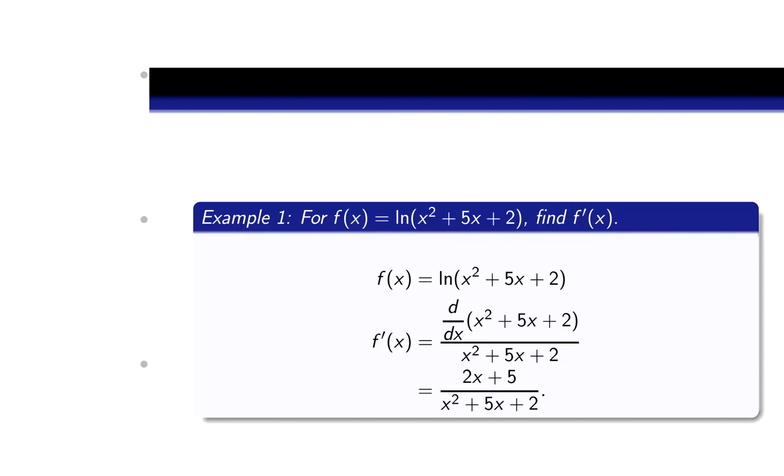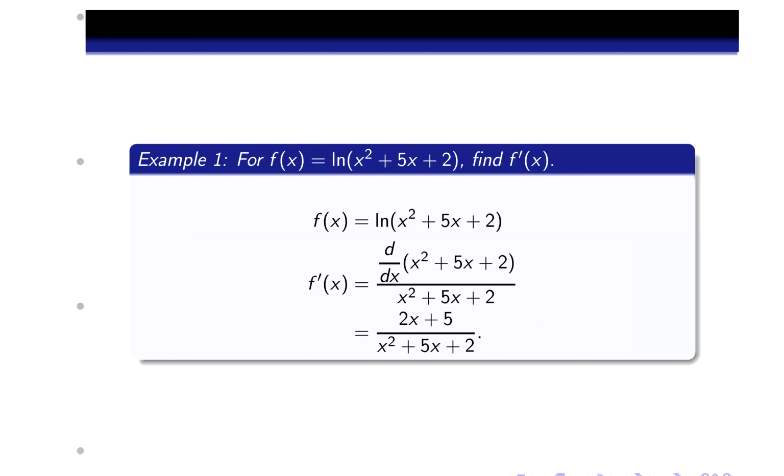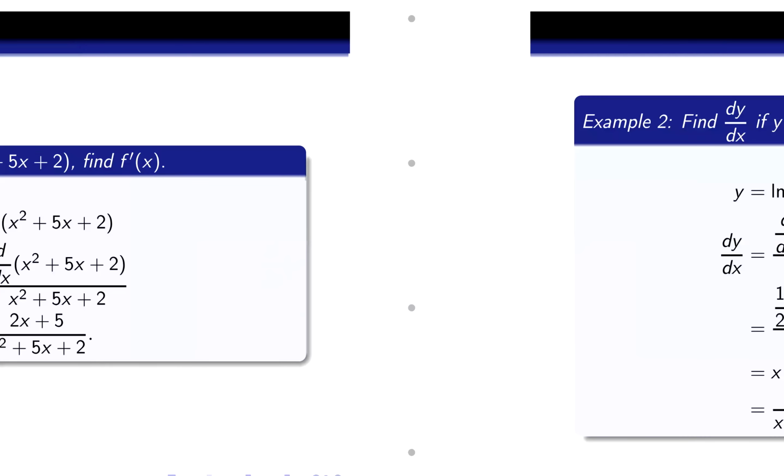You have example 1. For f of x equals ln of x squared plus 5x plus 2, find f prime of x. That's easy. F of x is ln of x squared plus 5x plus 2. So f prime of x will just be d dx of x squared plus 5x plus 2. That's differentiate that, put it over the original. So you differentiate this now. You have 2x plus 5 all over the original thing. And then that is your result. It's pretty easy.